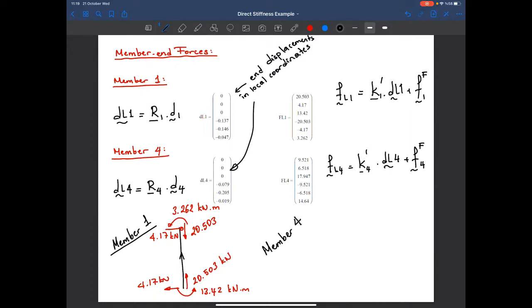Member 4. That's the way we define the fourth member. Now remember, all these forces are in the local direction. Okay, so the first force is 9.521 kilonewtons in the direction of the local D1. The second force is in the same direction with D2, which is 6.518 kilonewtons, and we have a counterclockwise moment.